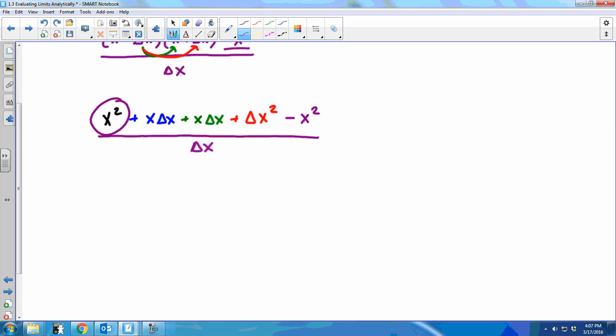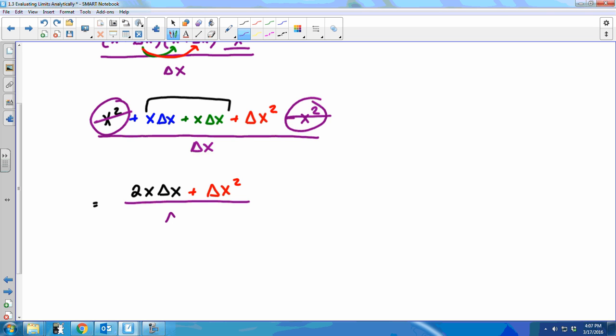I have an x squared minus an x squared. So that's 0. Right? X squared minus x squared, 0. I have an x delta x plus x delta x. That's just 2 of them. So I have 2x delta x. And I still have this plus delta x squared. This is all over delta x. Now, I still haven't eliminated the delta x in the denominator, so I still have a problem, because I still can't put 0 into the function.